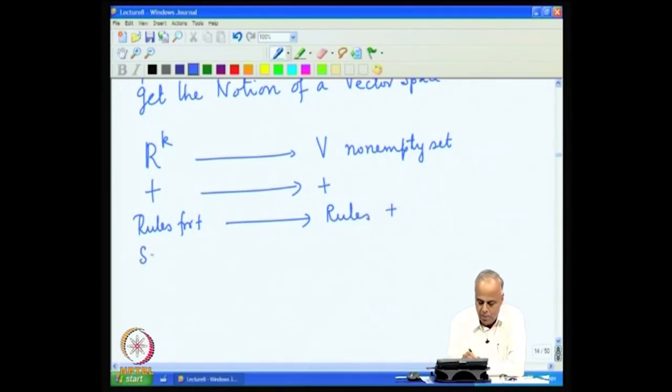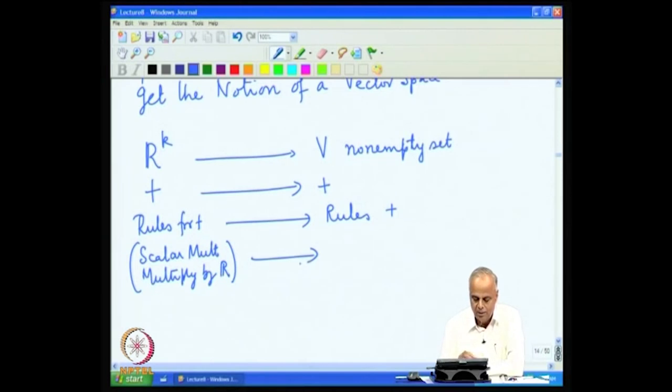Then we had scalar multiplication here. What is meant by scalar multiplication? So, multiply by R. Now, this has to be generalized. This R is replaced by what is known as a general field. F is a field, we will see more examples when we deal with examples of vector spaces. This is the general form of the generalization.